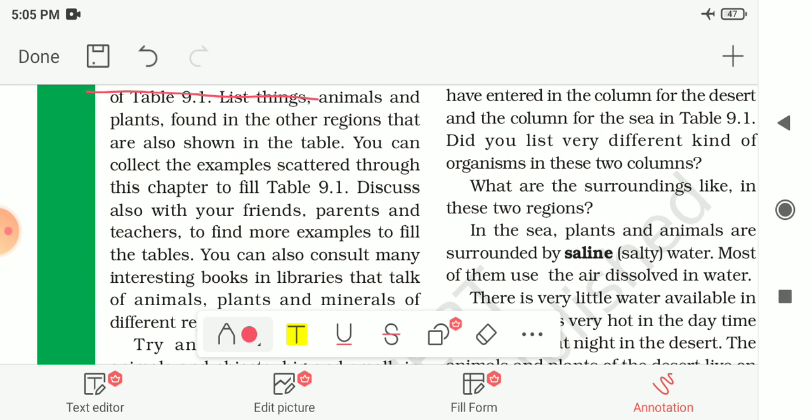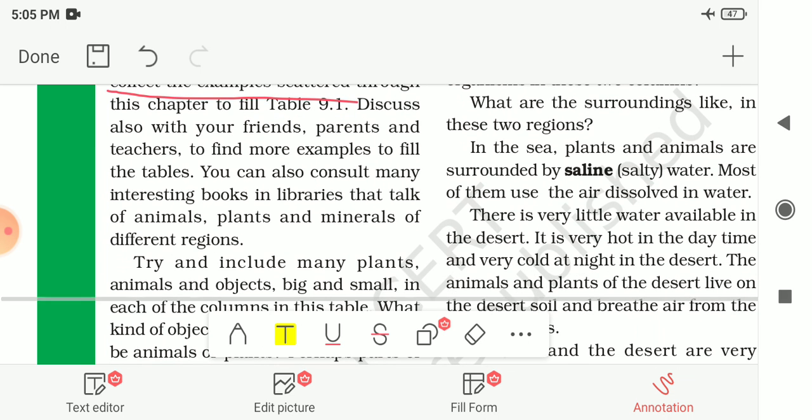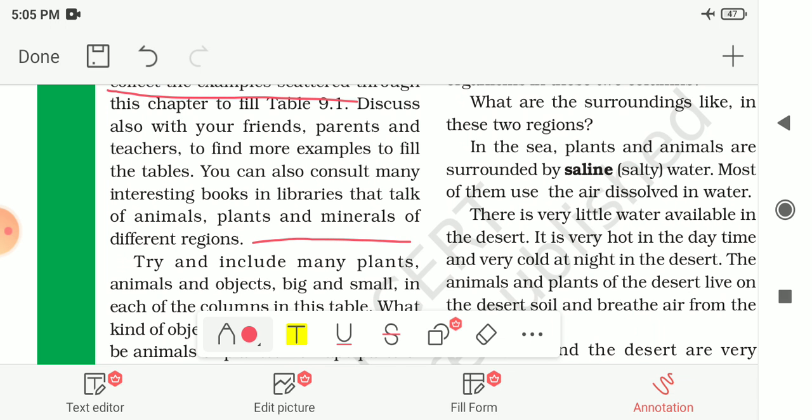So now list the things, animals and plants found in each region, as also shown in the table. You can collect the examples scattered through this chapter to fill this table. You can also read this chapter and then fill the table. Now discuss this table with your friends, parents and teachers to find more examples. And you can also consult many interesting books. You can read different books in libraries that talk of the animals, plants and minerals of different regions.